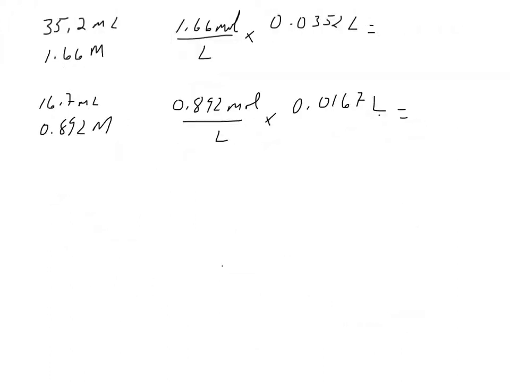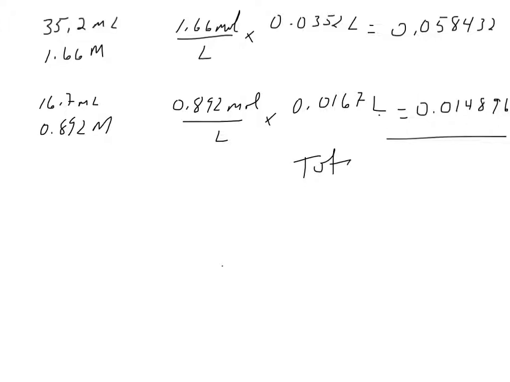So to find the moles of solution A, I'm going to take the molarity, 1.66 moles per liter, times the volume in terms of liters, 0.0352 liters, and then I'm going to do the same thing for the second one and find the number of moles of that solution, 0.892 moles per liter times the 0.0167 liters. So when you do the math, you get 0.058432 and 0.014896 moles respectively. Add those guys up, and we're going to get the total number of moles.